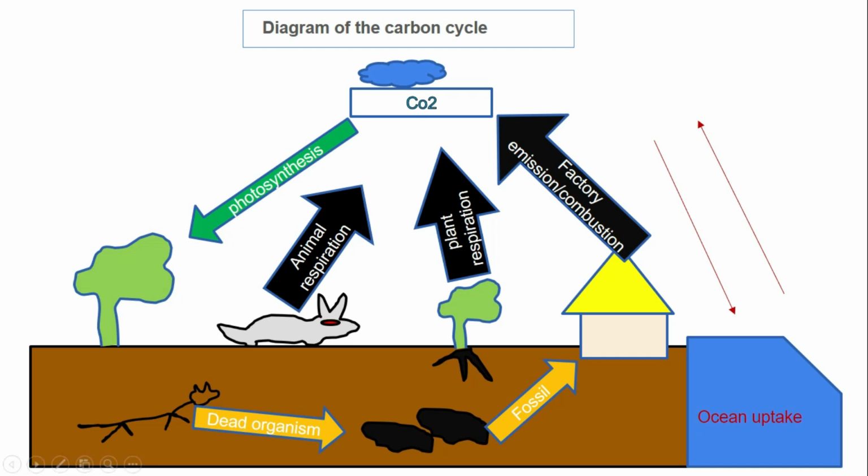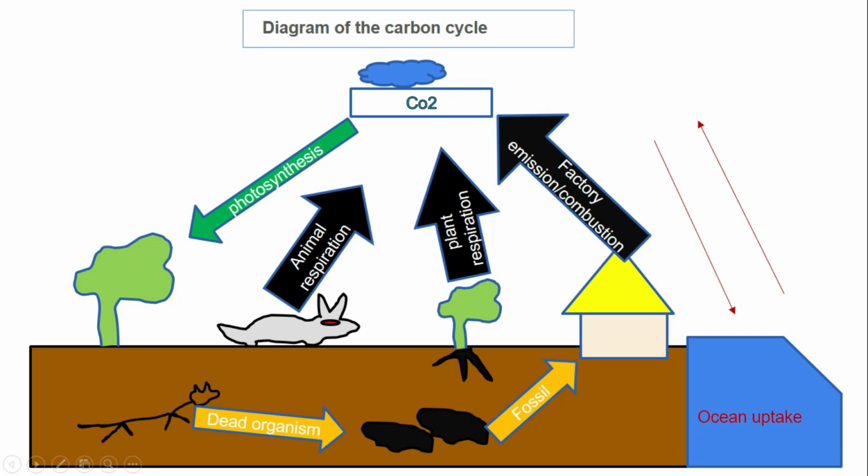All right, so what we can see here, we have one main process by which carbon leaves the atmosphere. And we have three main processes by which carbon re-enters the atmosphere. So one here, we have animal respiration, two, plant respiration, three, factory emission and combustion.